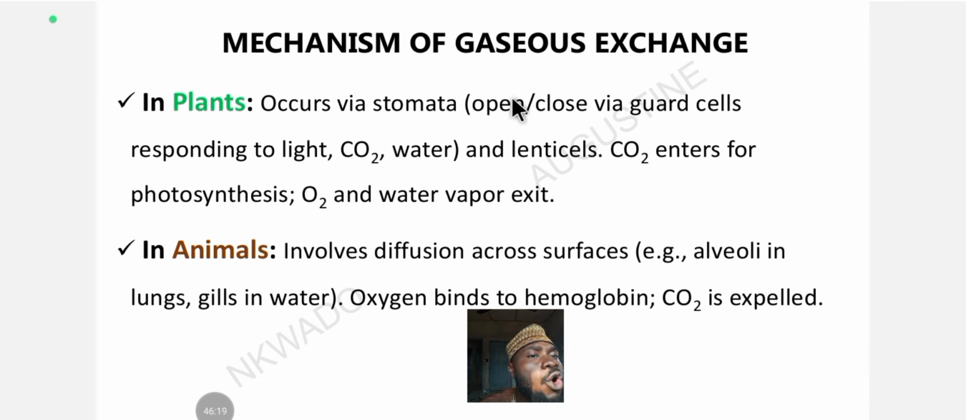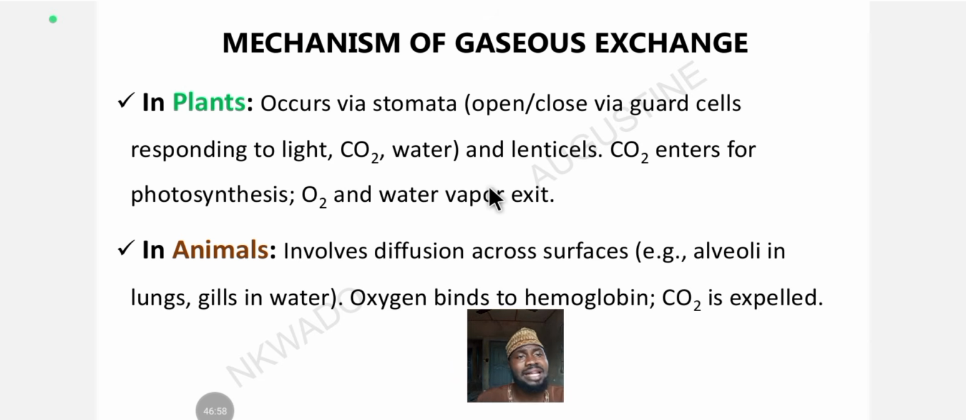The opening and closing of the stomata is controlled by guard cells, which respond to light, carbon dioxide and water. In the presence of sunlight, carbon dioxide and water, the stomata open and close to take in carbon dioxide and bring out what? Oxygen. Both the lenticel and the stomata are involved: stomata in the leaf, lenticel in the stem or bark of the plant. Carbon dioxide enters for photosynthesis, while oxygen and water vapor exit.